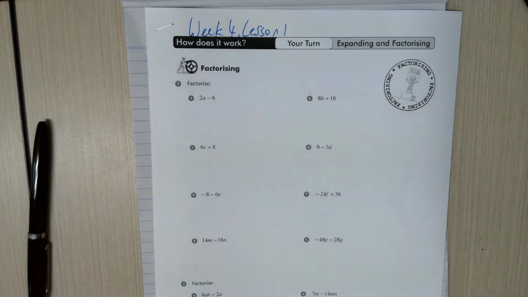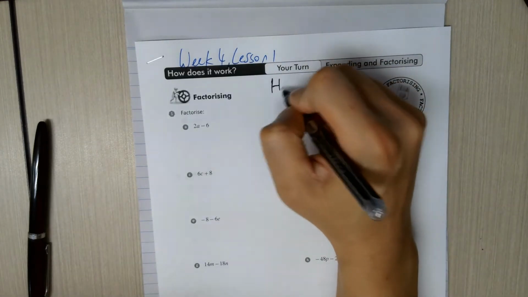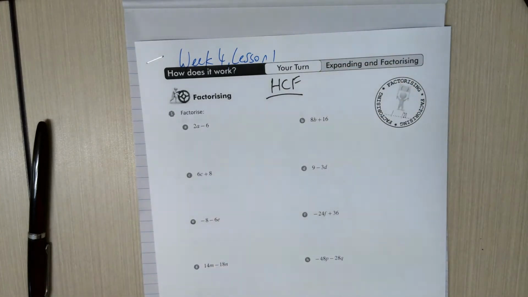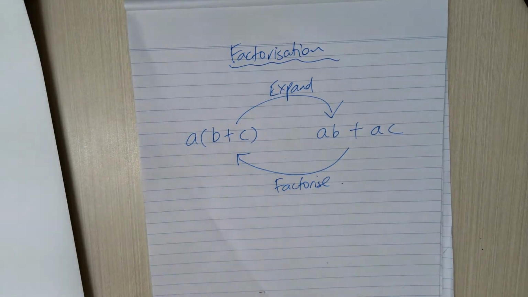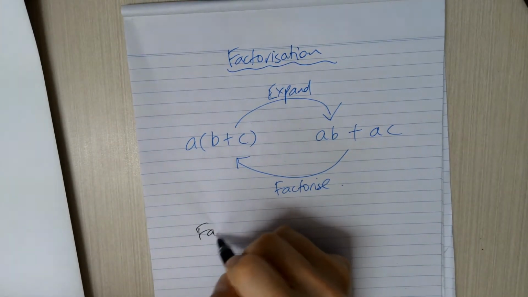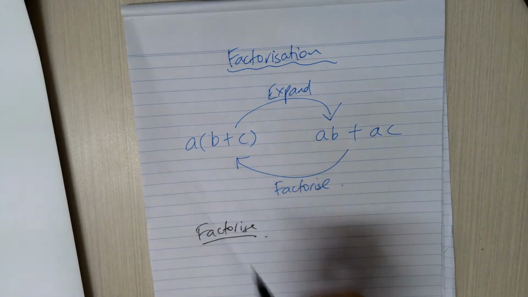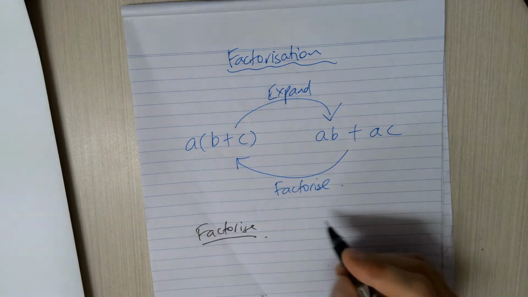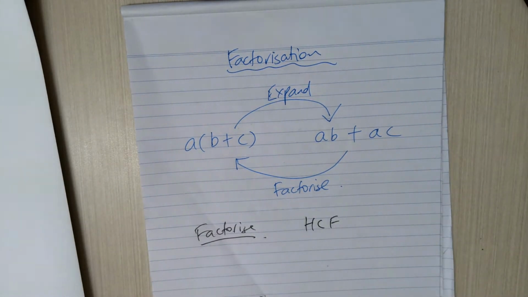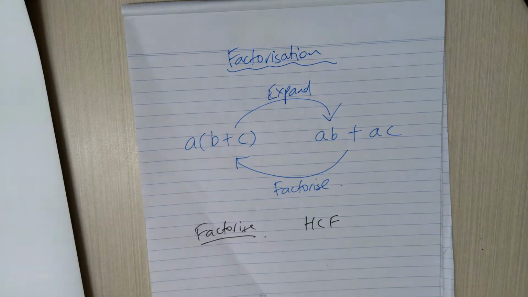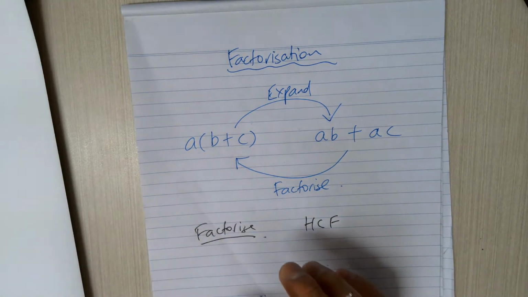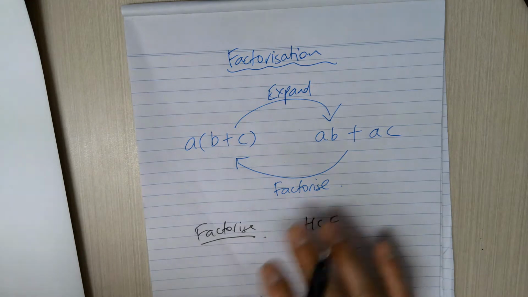So remember, how do we work out our factorized expression? Did you remember that we had to do something with the highest common factor? Remember, when we want to factorize, we want to find the HCF of the terms, the highest common factors of the terms. We take the outside of the bracket and then we divide each term by it.